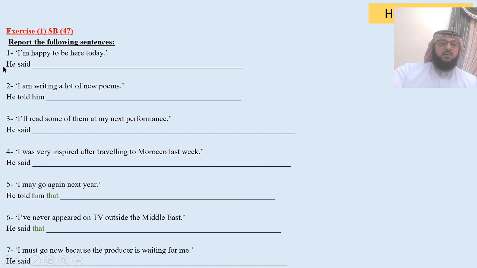Okay, this is the homework. We finish here. Okay. Exercise 1, students book page number 47. Report the following sentences. Number 1, I'm happy to be here today. أنا سعيد أن أكون هنا اليوم. He said، هو قال. حاول تحل التمرين لحالك سواء في الكتاب أو غيره. بعدها check with me.